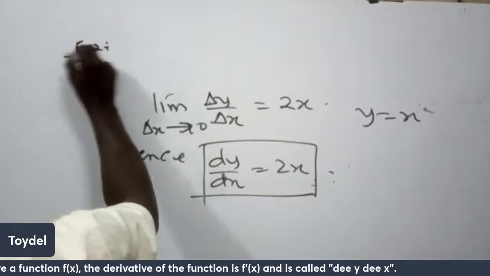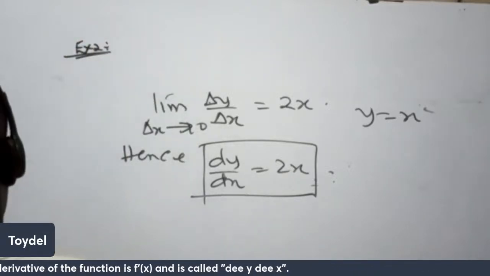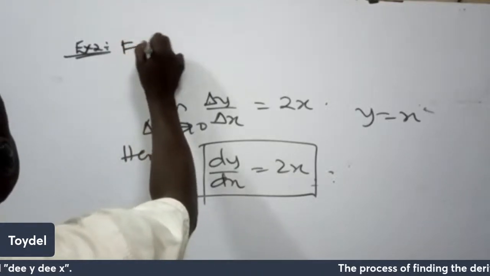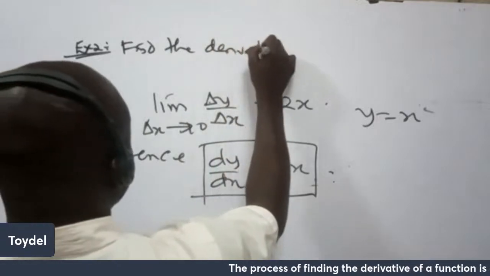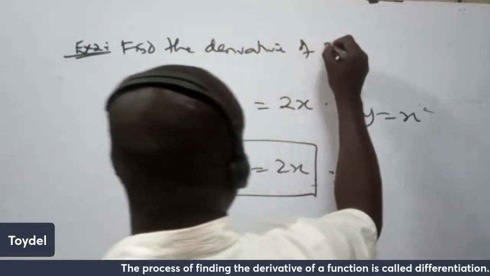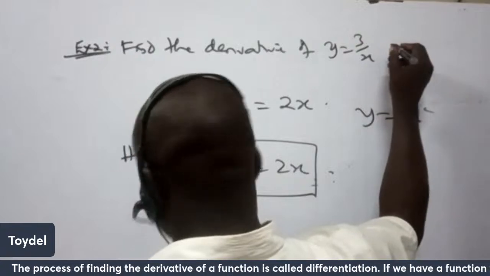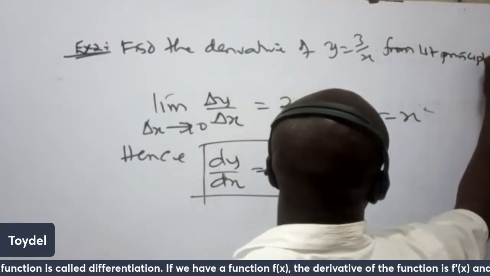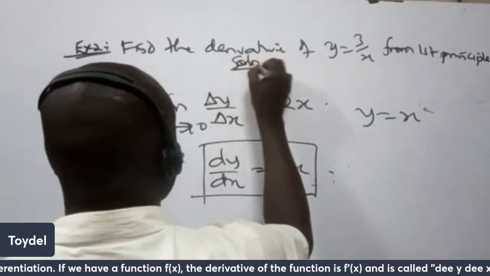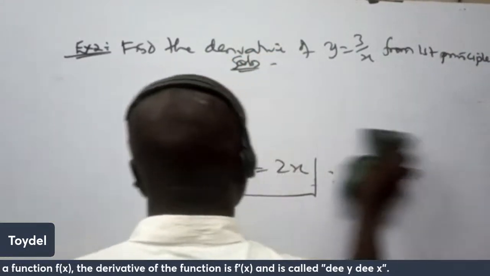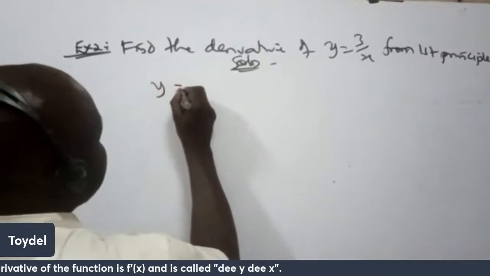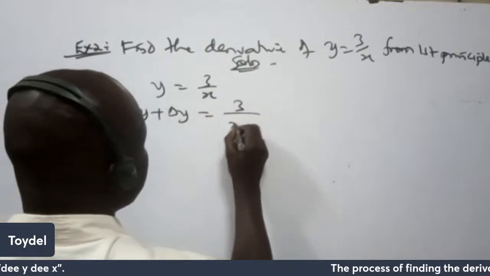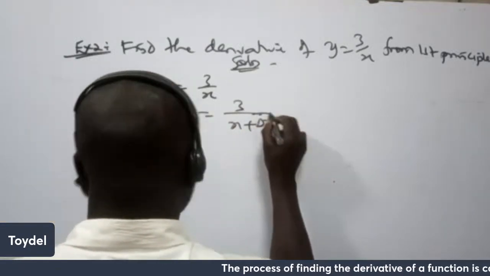Example 2. Let's take one that involves a fraction. Find the derivative of y equal to 3 all over x from first principle. So we go through the same process. We have y equal to 3 all over x. Then we have y plus delta y equal to 3 all over x plus delta x. That's what we are going to get.